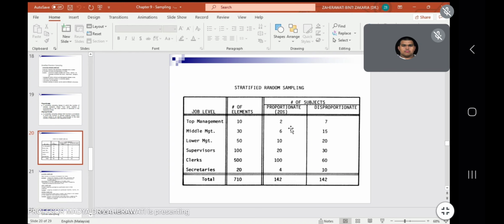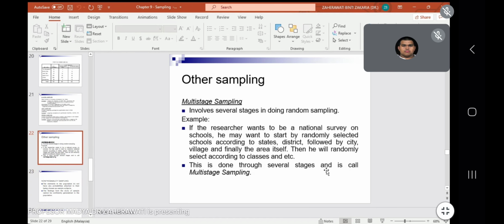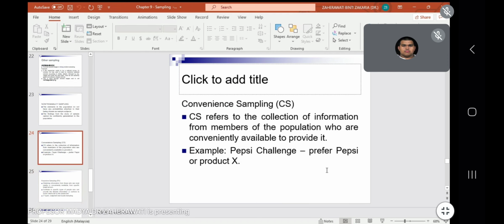So here, you can see the total of 142 for the sample size. This is only one of the methods to identify the sample size. Okay, cluster multi. Next.